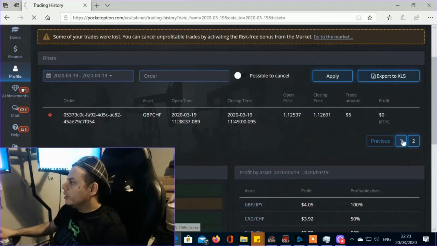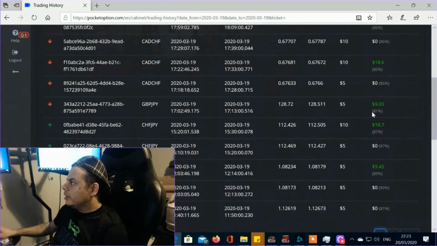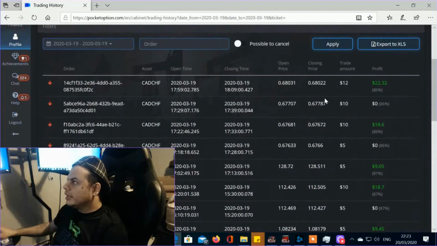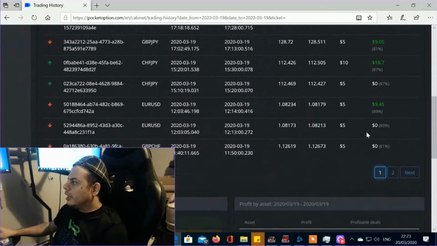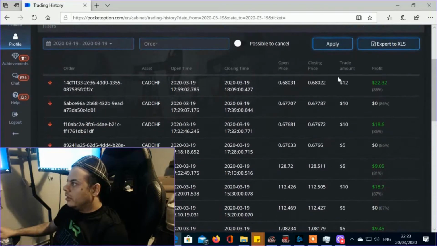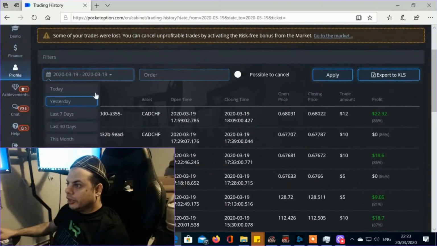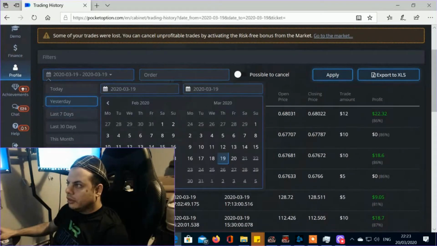If I go to page 1, you can see there's 1, 2, 3, 4, 5 trades that didn't come through. So I had to increase my trade size, like here and here, in order to make sure I recovered what I was unsuccessful with. So that was Thursday, and if we look at today, which is the 20th, custom range again, just today, and we apply that. Oh yeah, that's what we want.